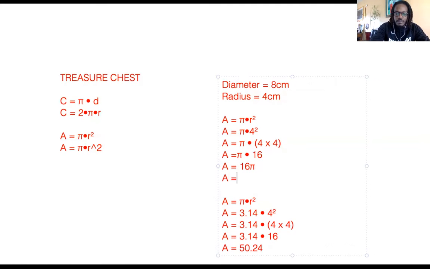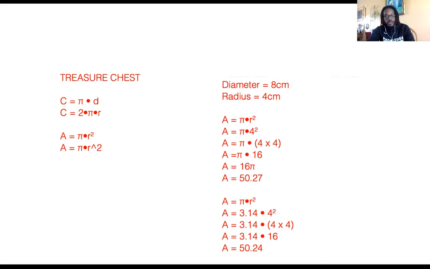If we wanted to take it a step further and actually multiply 16 times pi, it would be 50.27. Which is really close to what we got when we just used 3.14 instead of using pi as a full answer. So these are the answers if you find the area using pi. This is the answer if you use 3.14 instead of pi. Notice both times I multiplied 4 times 4, or whatever my radius is. I did that to the second power, and that's what made this helpful.